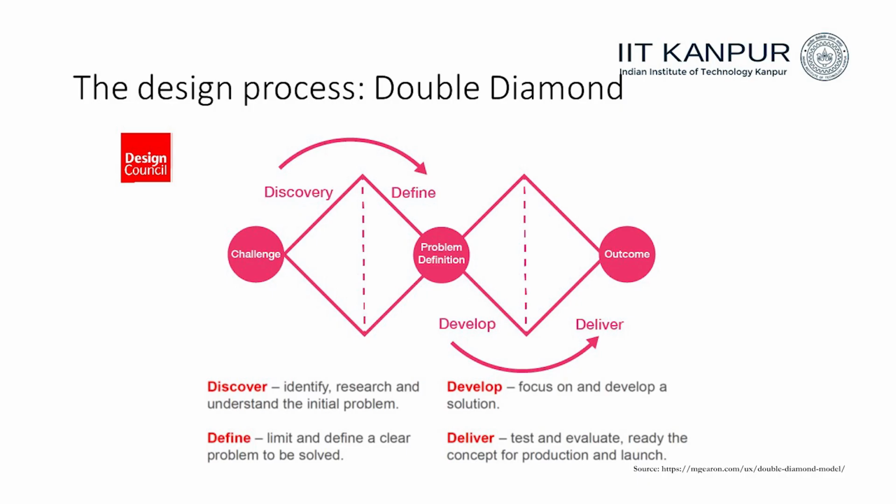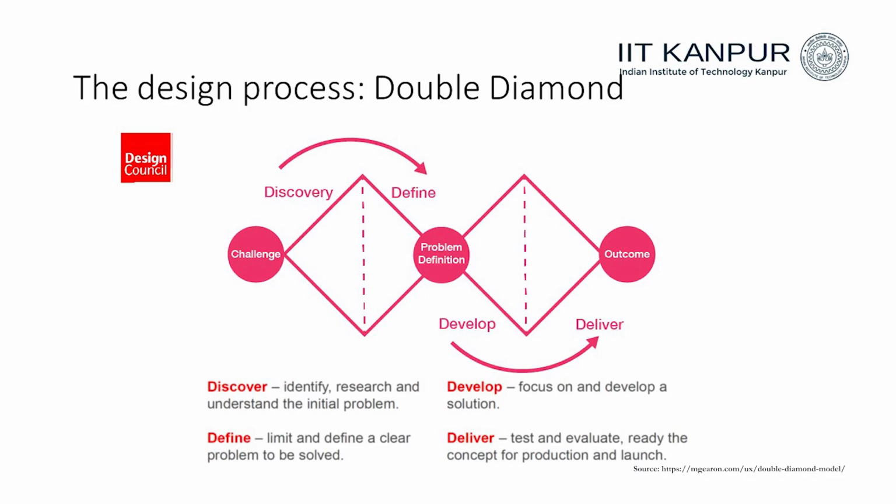So, you define the problem, then you come up with concepts. So, focus on and develop a solution, okay. You develop this solution and create lots of different concepts for what can work on Mars and what cannot work, and then you select and you test and evaluate, ready the concept for production and launch, okay. So, 4 Ds making up the double diamond process: discovery, define, develop and deliver. Never forget it, okay. So, this is crucial.